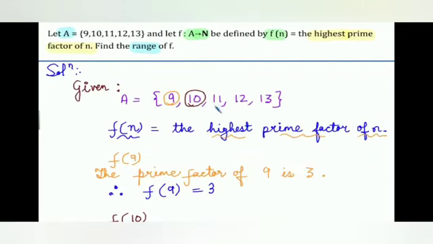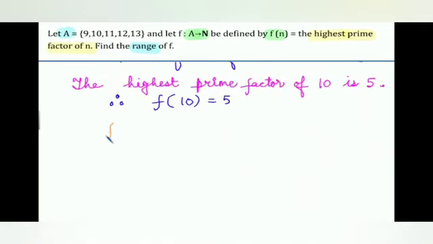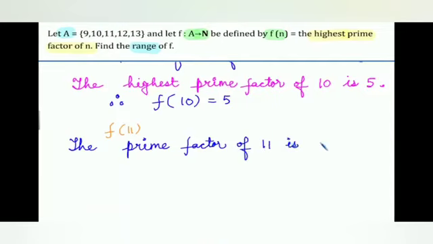Now our next element, 11. 11 is a prime number itself, so the highest prime factor of 11 is also 11. So f(11) is equal to 11.